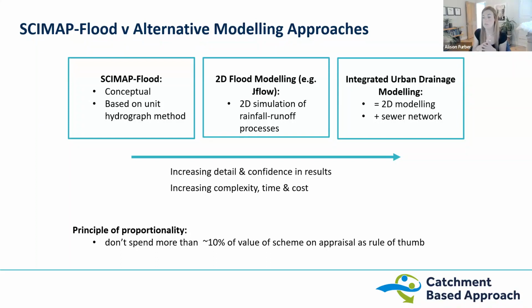The important thing to keep in mind when you're planning the approach you're going to use in your catchments is the principle of proportionality. A good rule of thumb, the one that I use, is don't spend more than about 10% of the value of the scheme on the appraisal process. Sometimes funders will require you to have one of these more complex models. But it gets really expensive really quickly, and if your scheme isn't valuable enough to justify that, then you might be better just stopping with something like SCIMAP-Flood.